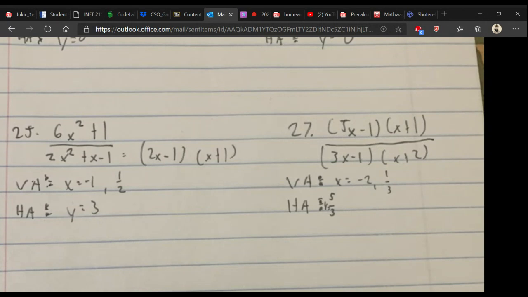5 is the coefficient. So the leading term is 5x times x, which is 5x squared. The leading term for the denominator is not only 3; 3 is the coefficient of the leading term. So it's 3x times x, which is 3x squared. So 5x squared divided by 3x squared is 5 over 3, because x squared divided by x squared is 1.